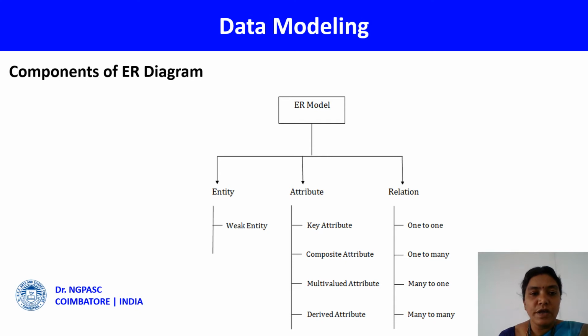So what are the components of an entity relationship diagram? An entity relationship model or diagram is composed of three different parts. One is the entity, the next is the attribute, and the last one is the relationship. Inside entity, I can classify entities as weak and strong. Inside attributes, the different types are key, composite, multi-value, and derived attributes. Then relationships are one-to-one, one-to-many, many-to-one, and many-to-many. Now we are going to discuss all these things in detail.